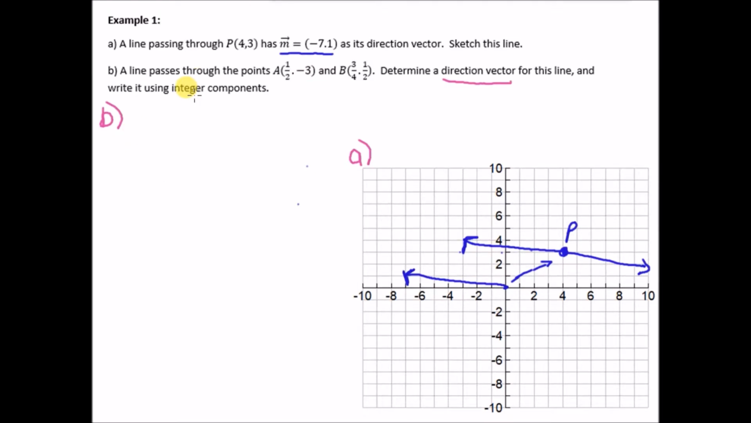So we're going to find vector AB. Okay, AB. And what we want to do when we find vector AB is take the coordinates of B minus the coordinates of A. So I'm going to do 3/4 minus 1/2 for the x's. And then I'm going to do a comma, okay? Because we're still going to have it in component form. We're going to have it x, y, or in this case, because it's a direction vector, we're going to have it in a, b. Okay? Now we're going to go 1/2 minus -3.